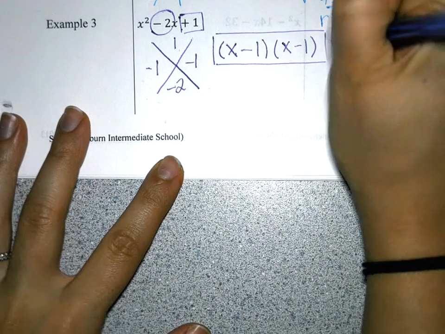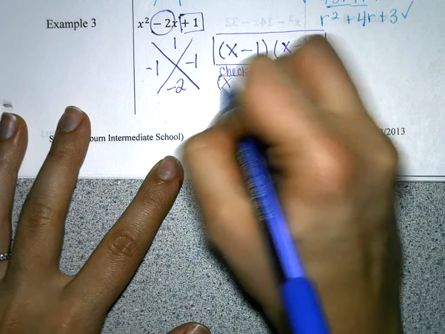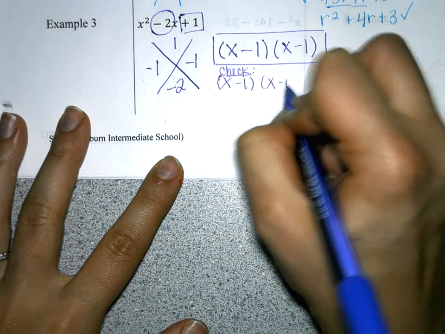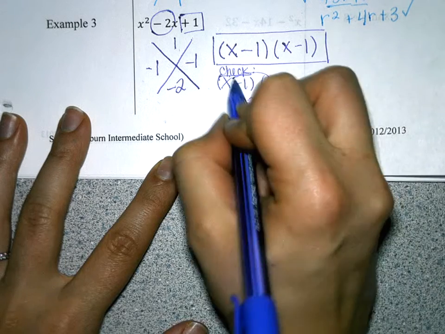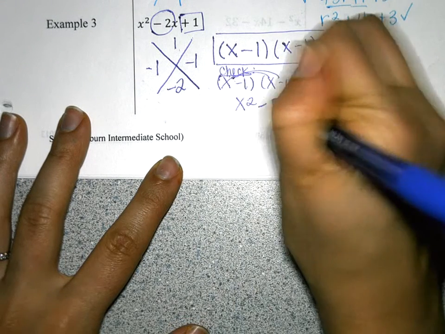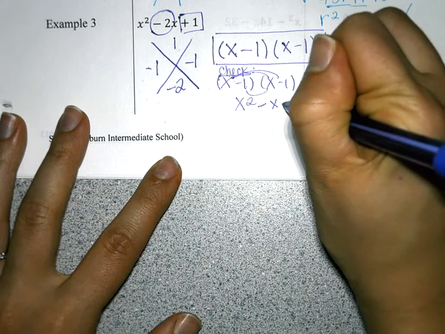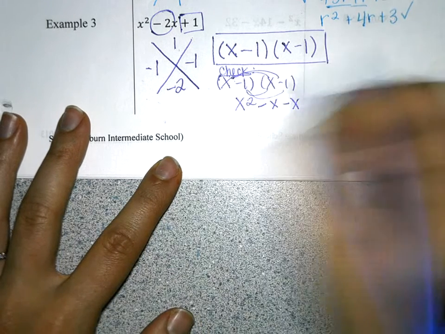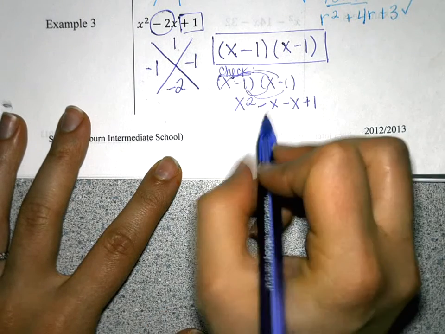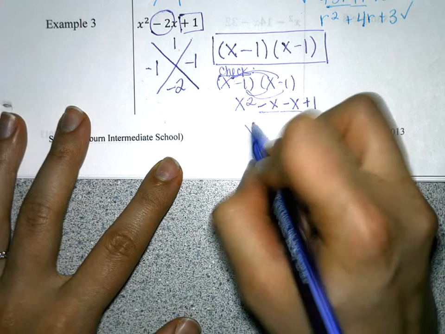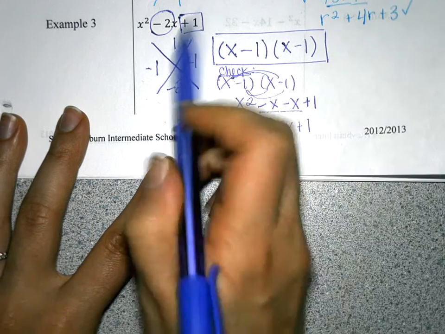Let's do a quick check of that. So x minus 1 times x minus 1. X times x gives me x squared. X times negative 1 is negative 1x. Negative 1 times x is negative 1x. And negative 1 times negative 1 is positive 1. When I combine like terms, I get x squared minus 2x plus 1, which is what I started with.